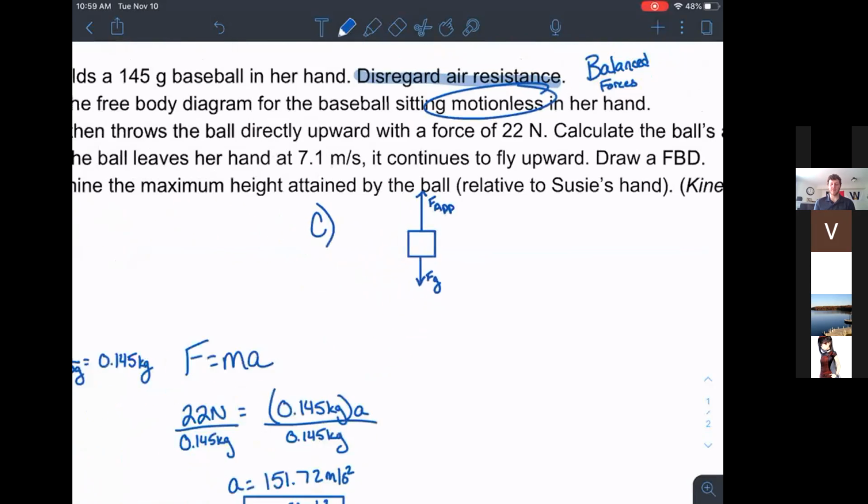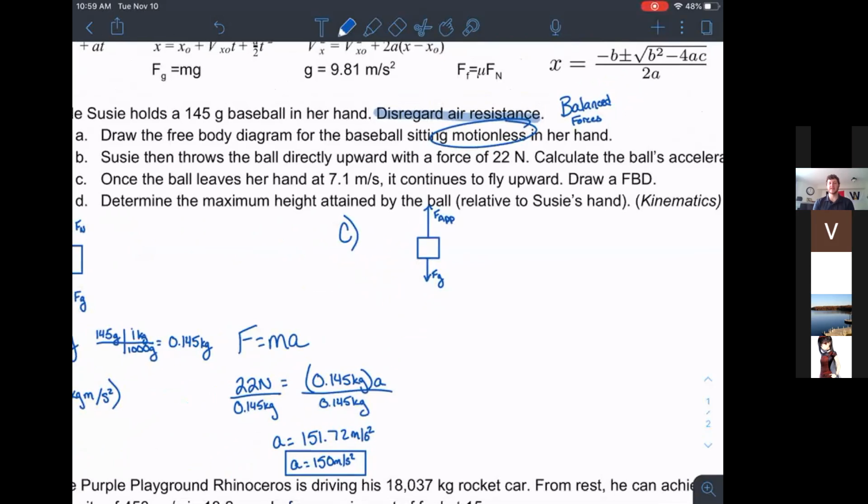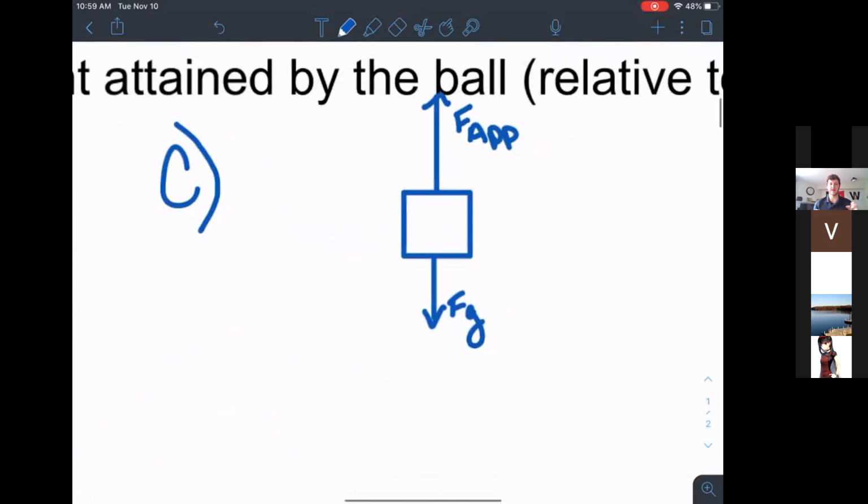All right. I am going to say we're going to want to change this a little bit. It says once the ball leaves her hand, so it's gone. It's no longer in her hand. It's just floating in the air. And it's moving at 7.1 meters per second at this point, and it continues to fly upward. So there's one force that I don't like on this free body diagram. Does anybody have any ideas which force it would be? Would it be force applied? Why would it be force applied?